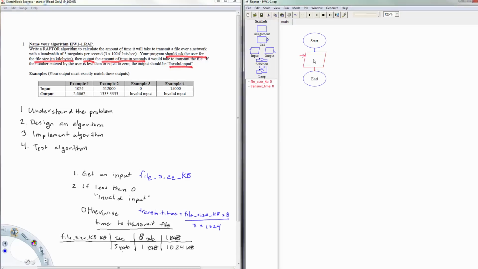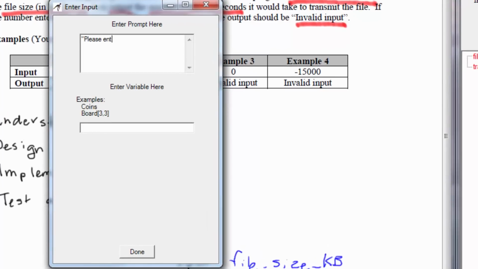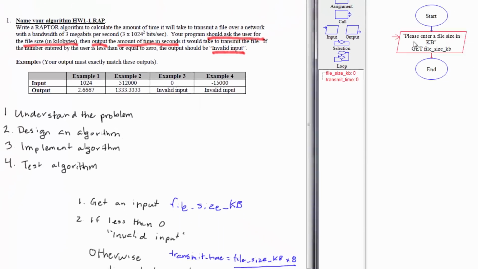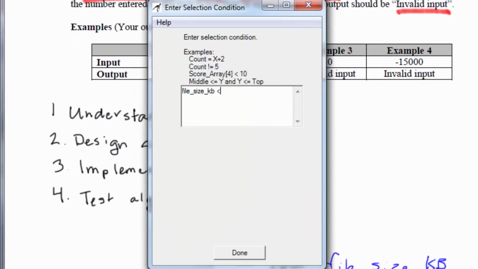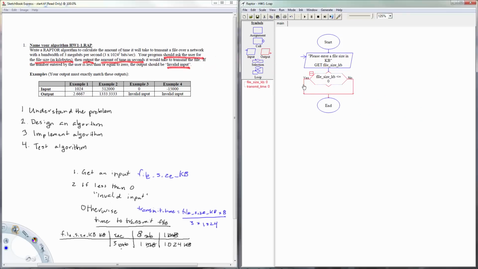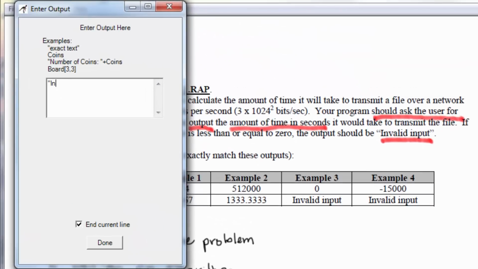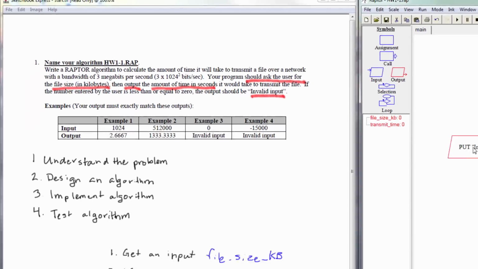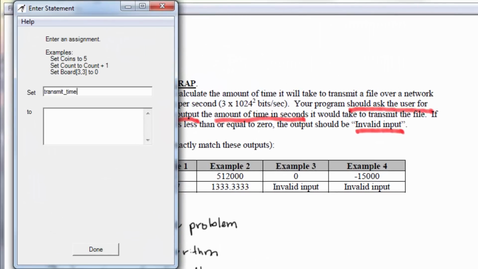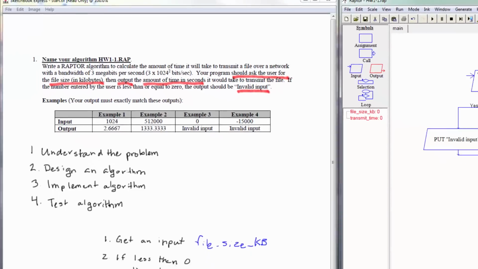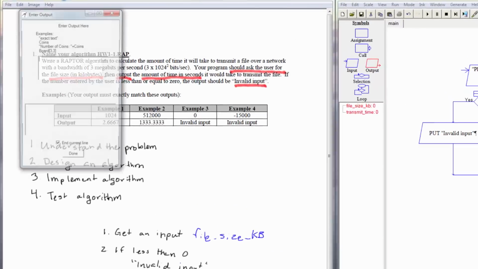Having designed our algorithm, we are now ready to implement it in Raptor. We'll start by adding an input symbol. We will prompt the user for a file size in kilobytes. We'll store the input in a variable called file size kilobytes. Then we'll add a selection where we check to see if the file size is less than or equal to 0. If it is, we'll output invalid input. If it is not, we'll calculate our transmit time, which is equal to the file size in kilobytes times 8 divided by the quantity 3 times 1024. Finally, we'll output the transmit time.